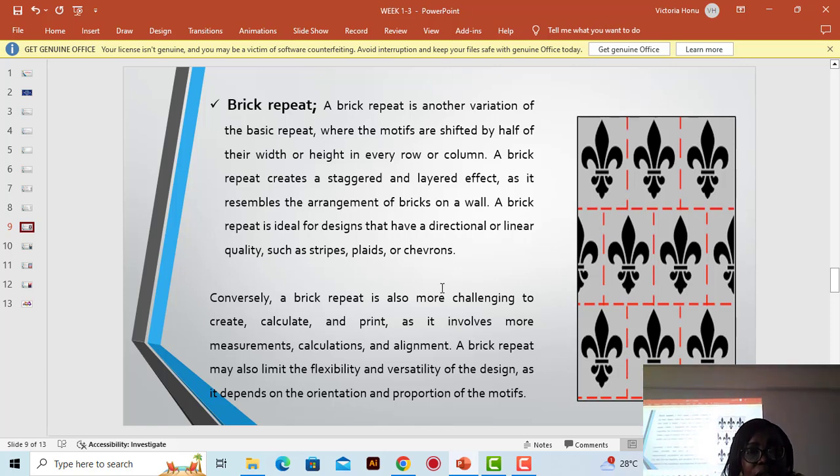Okay. All right, so that is for the brick repeat. They say it's challenging, but I don't think it's challenging. Once you get your imaginary lines right, I don't think there's anything difficult in just tracing your full motif into the box. Do we get it? Good. Should we continue? Yes.